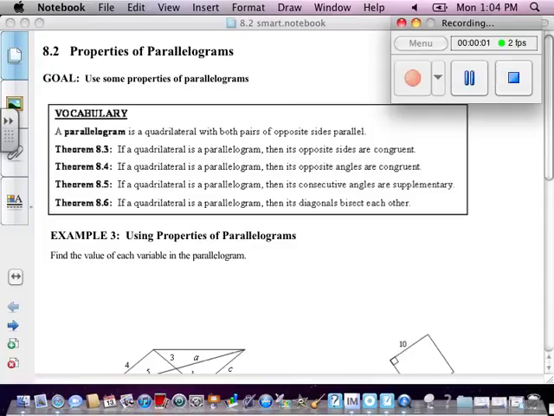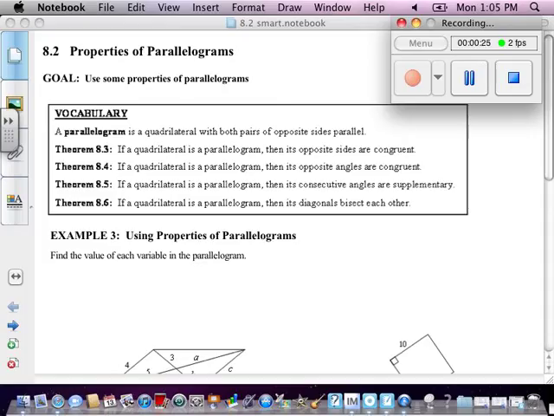All right, ladies and gentlemen, we're looking at 8.2 properties of parallelograms. A parallelogram is a quadrilateral. Quadrilateral means what? Four sides, with both pairs of opposite sides being parallel. If a quadrilateral is a parallelogram, then its opposite sides are congruent, theorem 8.3. If a quadrilateral is a parallelogram, then its opposite angles are congruent, 8.4.